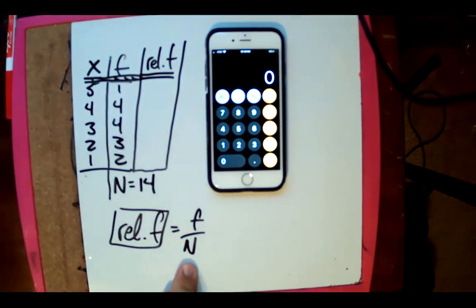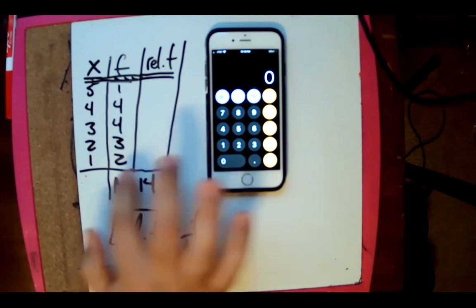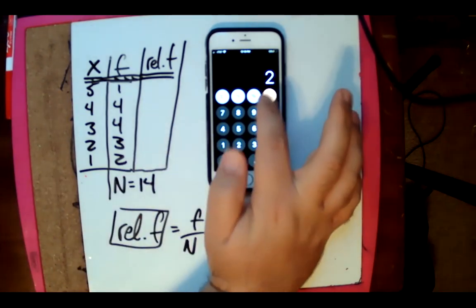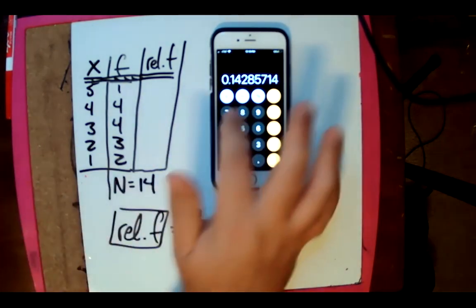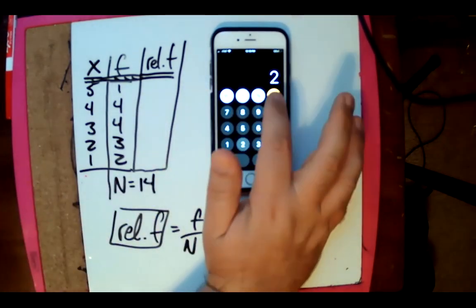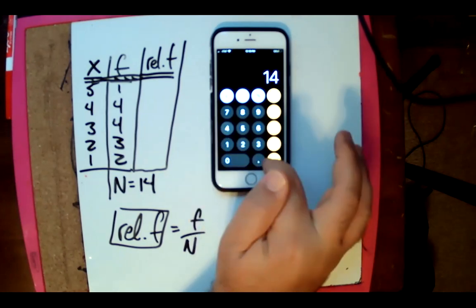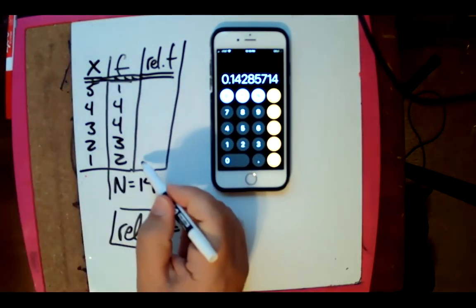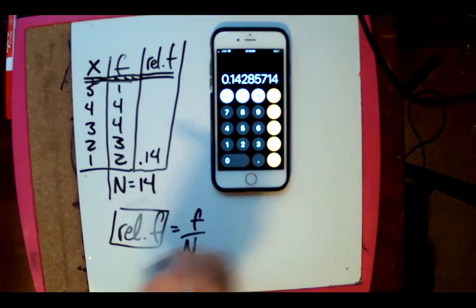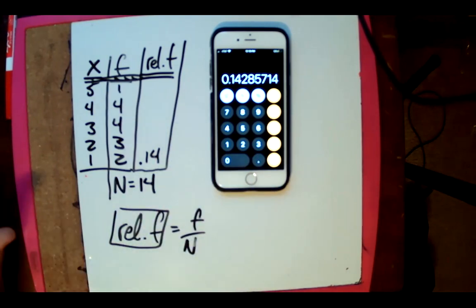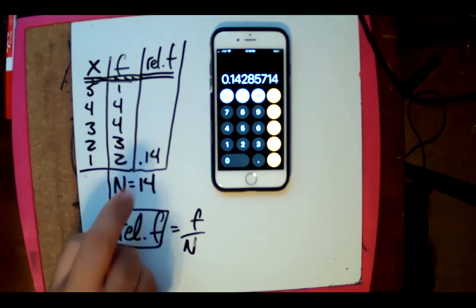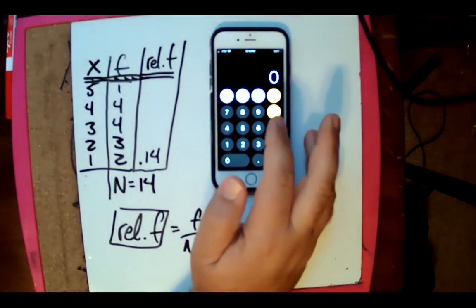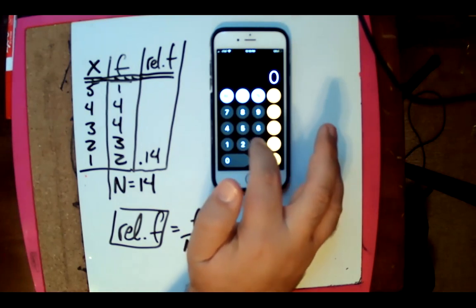So we know our formula is F divided by N. So we're just going to do 2 divided by 14 equals, is that right? Let me try one more time. 2 divided by 14, yeah, equals 0.14. There we go. So the relative frequency of getting a score of 1 is 0.14, right? And we're just going to work our way up until we fill in the entire column.